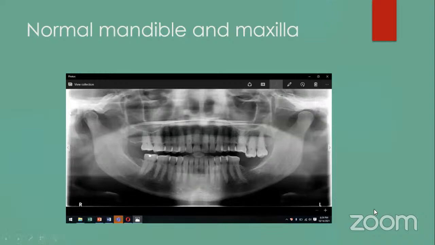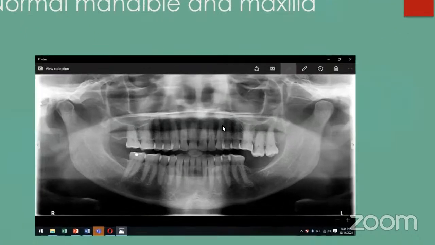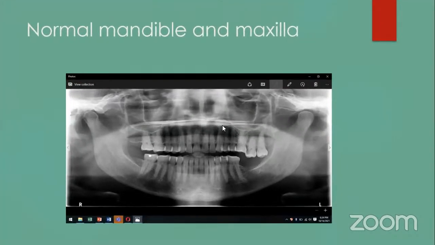So the image shown is for you to remind yourself about the normal appearance of the mandible and the maxilla. So looking at the mandible, it is composed of trabecular bone. We have the trabecular bone and the cortices.